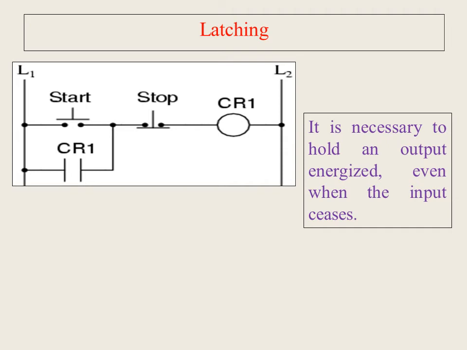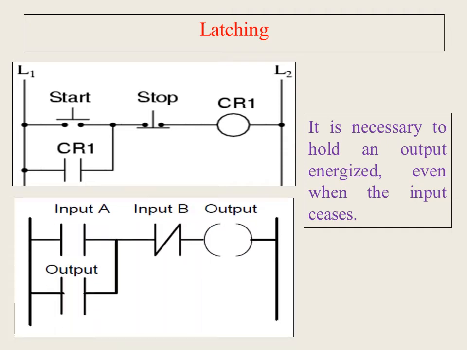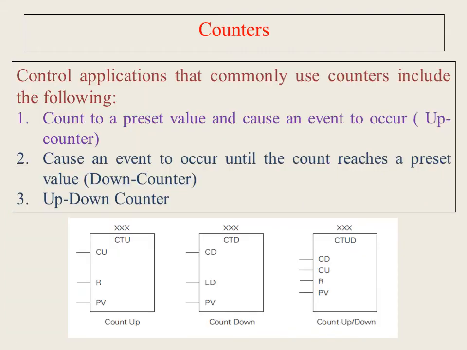Now the representation in the ladder diagram. So this is the representation: input A, input B, and the output. Okay, now the next thing is the counter.